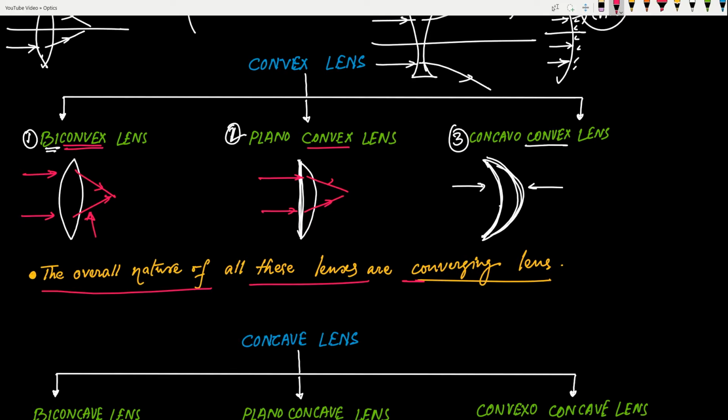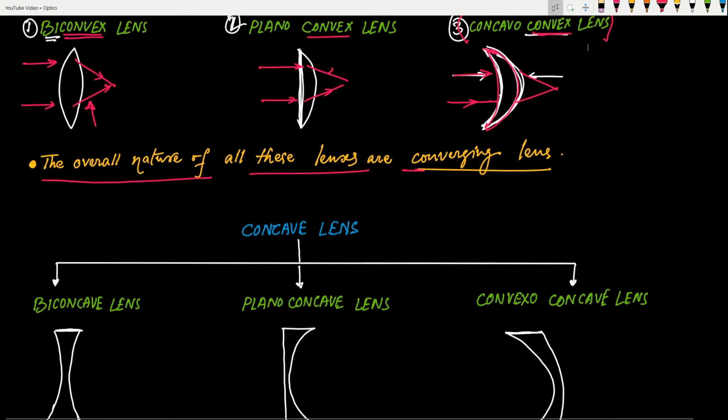Now similarly for concavo-convex lens, even though this is a concave surface and this is a convex, the overall, if we combine these two surfaces, will act as a convex lens. That is, it will act as a converging lens. That means if parallel rays fall here, then it will ultimately converge. So therefore this is known as convex lens, and the full combination is known as concavo-convex lens. I hope this much is clear.